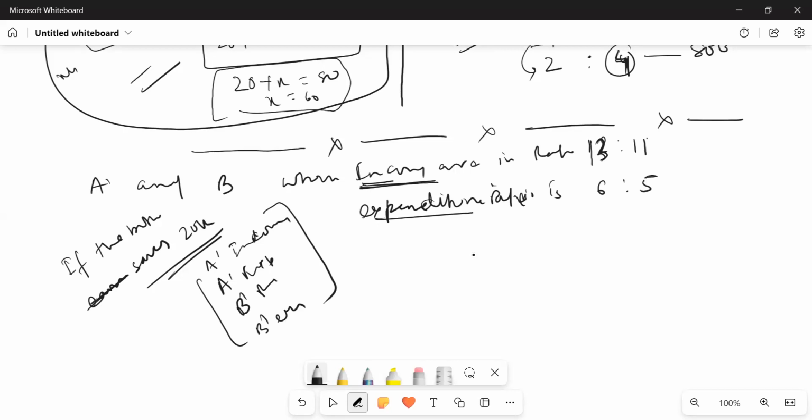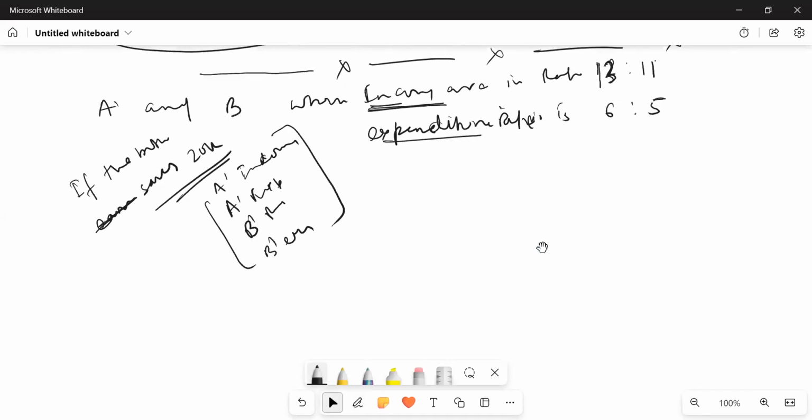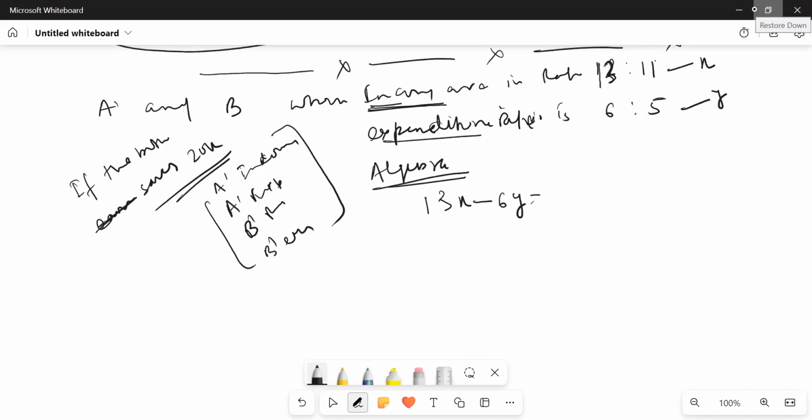So again, I'll do this question in both ways. First, I'll do it the algebra way. I'll take the multiplier of the first ratio as x and the second ratio as y. Now the income of A will become 13x, his expenditure will be 6y, and if I subtract, I'll get 20,000. That's your first equation.